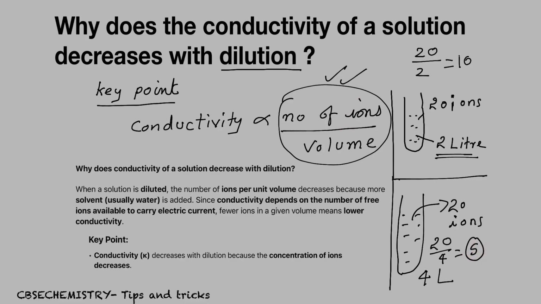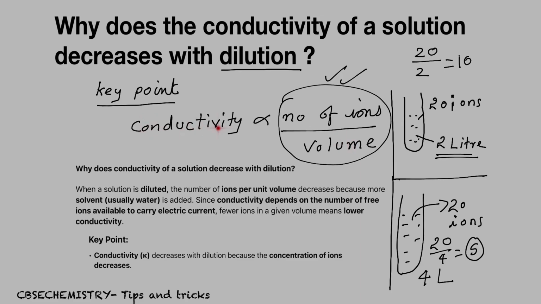Keep that point in mind. On dilution, the number of ions per volume decreases. In this scenario, 10 becomes 5, it decreases. And I already said, conductivity depends on what? The number of ions per volume, or you can say the concentration of ions. Both are the same. If this decreases, conductivity also decreases. Hope you understand. On dilution, the number of ions per unit volume decreases.